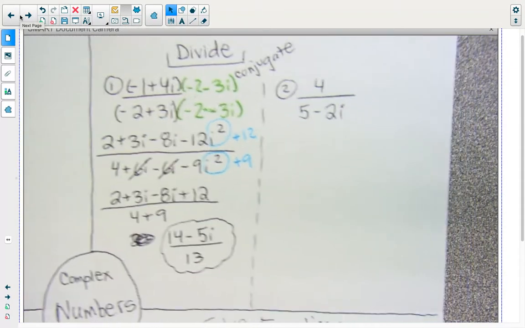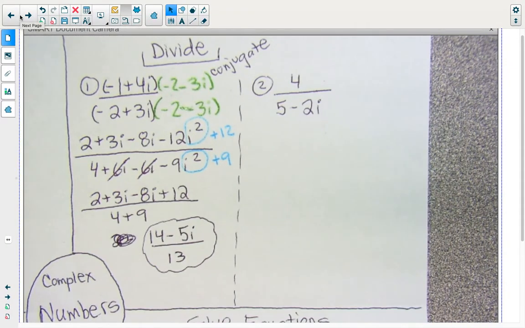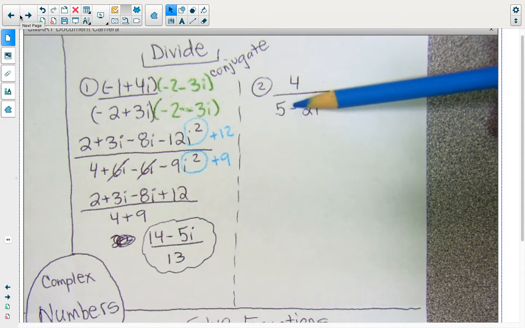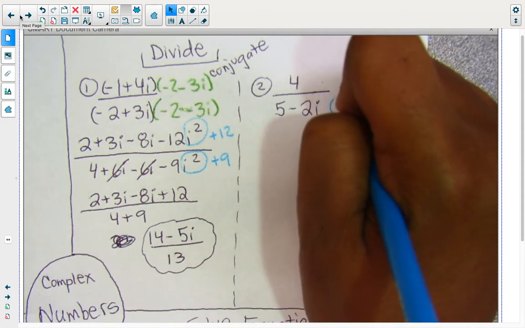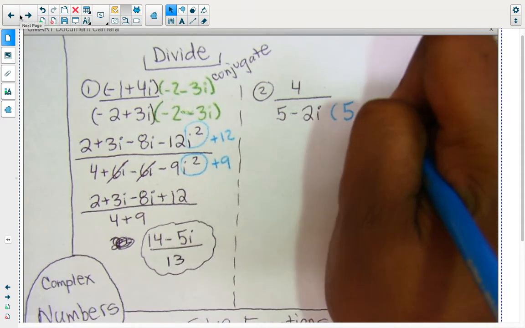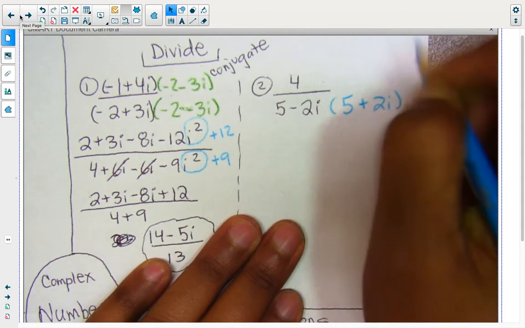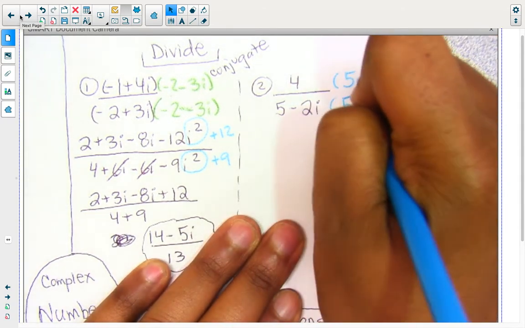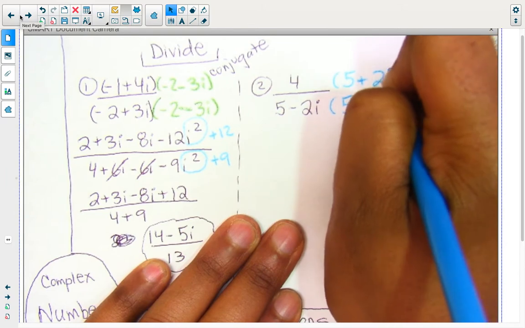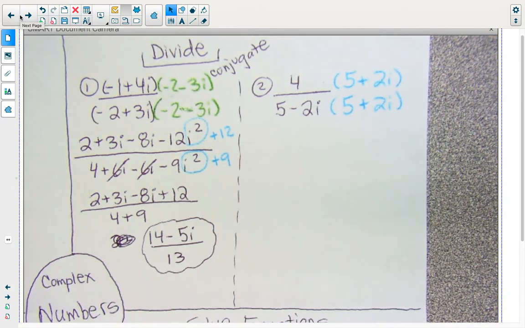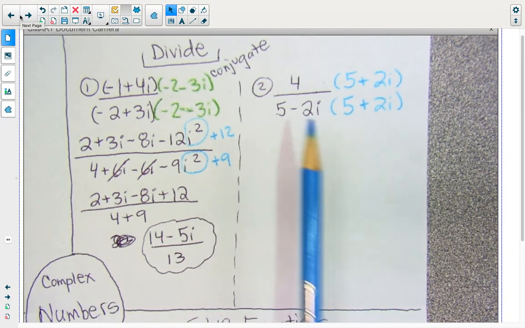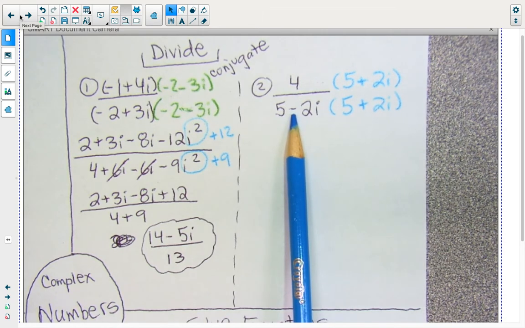Let's take a look at one more where we multiply by the conjugate. So this is 5 minus 2i. So we're going to multiply by 5 plus 2i. We multiply both the top and bottom by the conjugate. Again, you change the sign that's in front of the imaginary part.